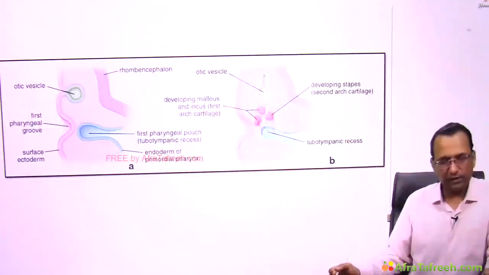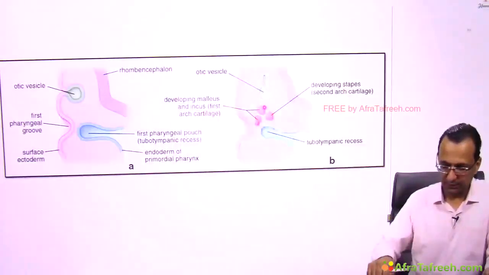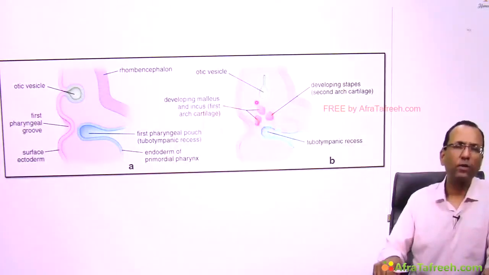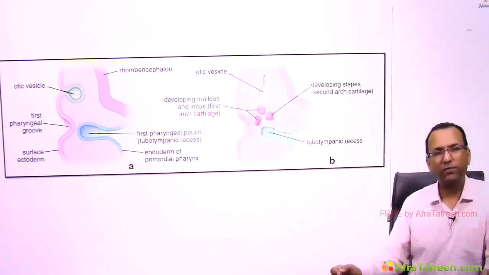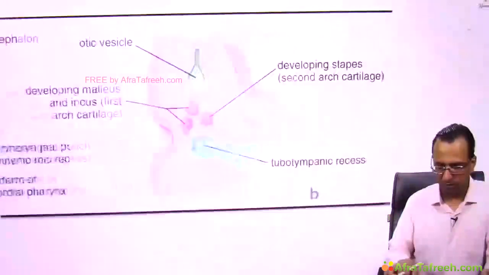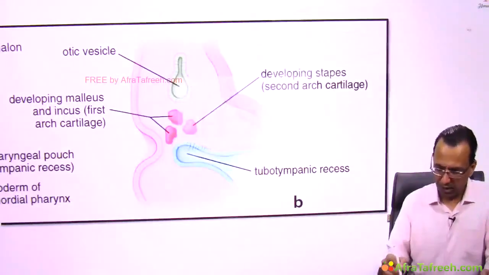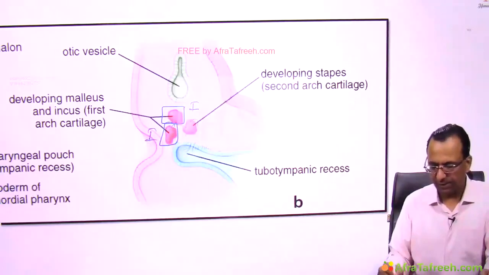You will find the next diagram now. You mean to say this one? Yes. Can we magnify it? Yes, let us magnify it. Do you remember where the malleus, incus and stapes bones are coming from? Pharyngeal arch bones. I think malleus first arch, incus first arch and stapes second arch.